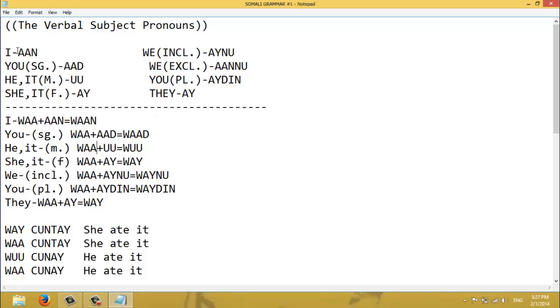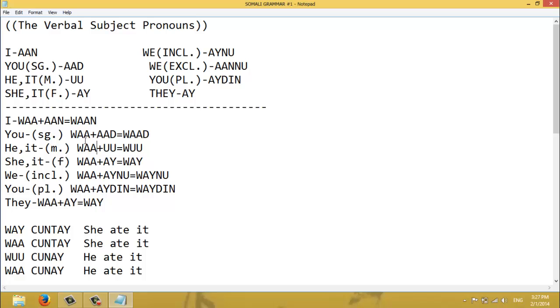So let's jump down to the connectors or the focus marker. Now, when you connect these, here are the personal pronouns, and let me just show you how it looks. So you have the wa. You have the I plus an, you get wan. That's for I. Wa, an, it gives you wan. You singular, wa, ad, wad, like that. Basically it's just giving you the W plus the A, or whatever.